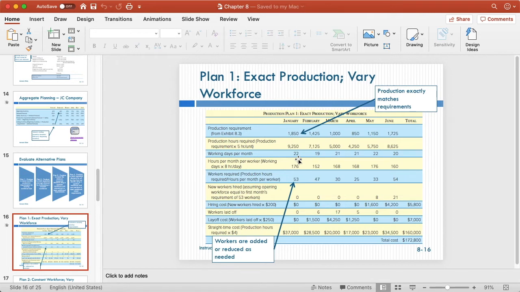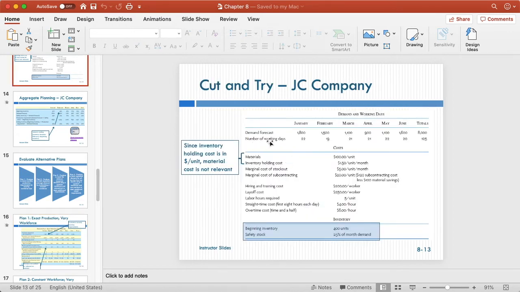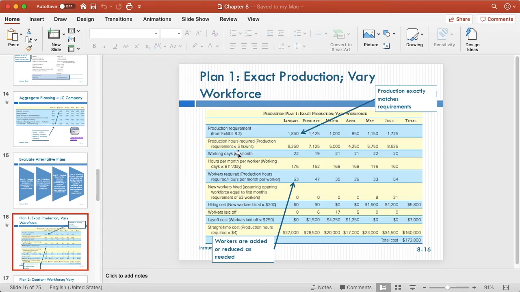Since I need to calculate how many workers I need, before that I need to calculate, in every month, how many hours every worker can work. Let's look at the context. The number of working days is 22 days within January. So the working days within January is 22.